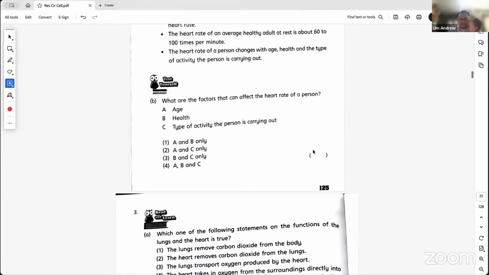So let me just explain a bit further. Our heart rate is the number of times the heart beats in a minute. The heart rate of a healthy adult stays between 60 to 100 times per minute while at rest, and the heart rate of a person changes due to age, health, and activity. For example, a baby's heart rate will be the fastest among all of us, but as age goes by, it will get slower and slower. All right, now let's carry on.